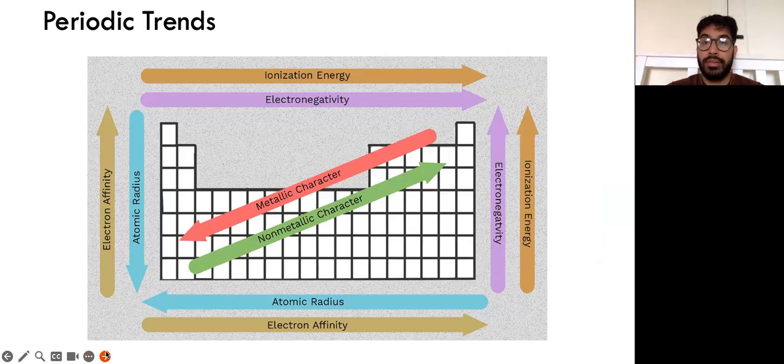So ionization energy, you can just go one by one. Ionization energy in the top right here is basically the amount of energy needed to remove an electron. So it increases from the left to the right, and as you go up, this makes sense. For example, the noble gases have the highest ionization energies because they have a filled octet. A filled octet stabilizes those noble gases on the right here, and removing an electron from them takes a lot of energy because they're very stable.